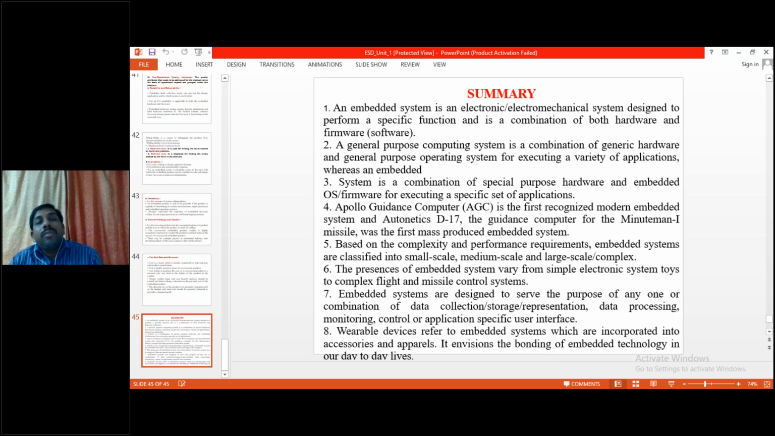After covering this topic, we'll just summarize. An embedded system is an electronic mechanical system, a combination of hardware and software, and based upon the complexity, performance, generations, and deterministic behavior, we have various classifications. This embedded system is designed to serve the purpose of data collection, storage, representation, monitoring, and control. In our day-to-day life, we are using these embedded systems, and we prefer this embedded system technology to evolve so that every application is digitized, and man can enjoy those comforts.